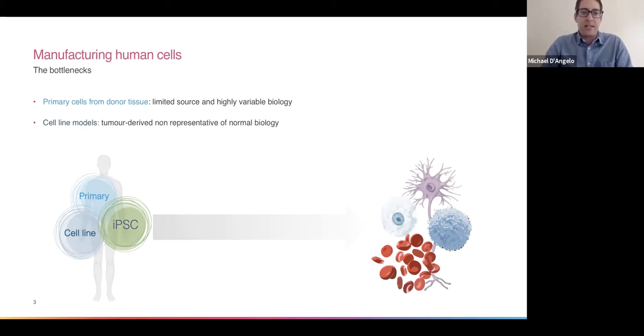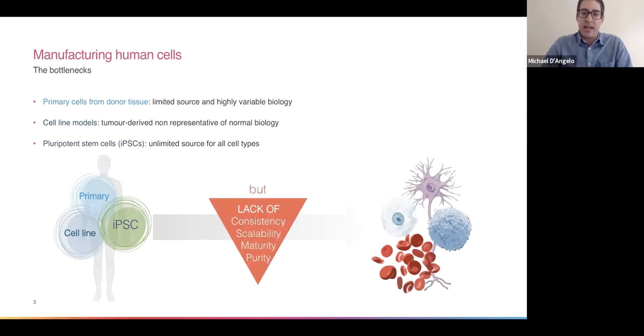There's also classical tumor-derived cell line models. These have advantages because they're easy and simple to grow. However, they're transformed and they don't represent normal human biology. And then you've got pluripotent stem cell derived models, which in principle have the ability to provide an unlimited source for human cell types. At the moment, however, their bottleneck is really realizing their potential. And at the moment, all of these three sources suffer from a lack of consistency, scalability, maturity, and purity.